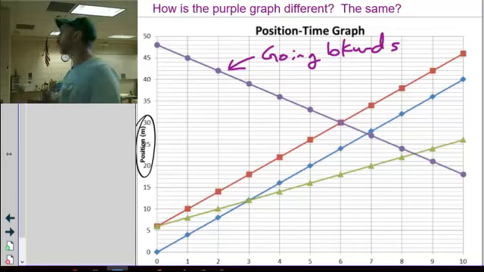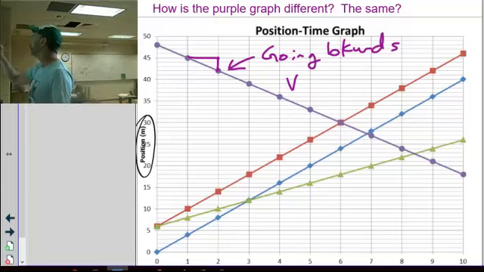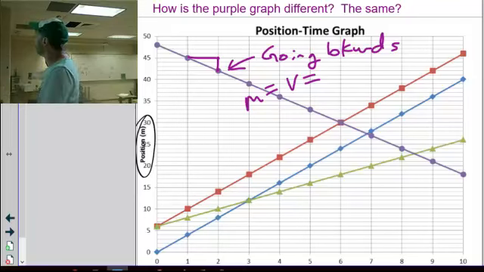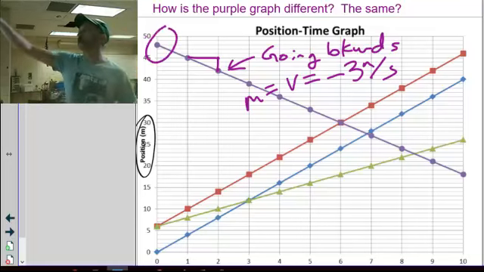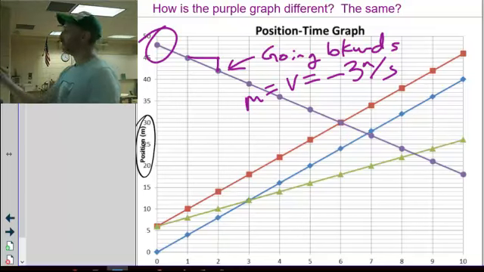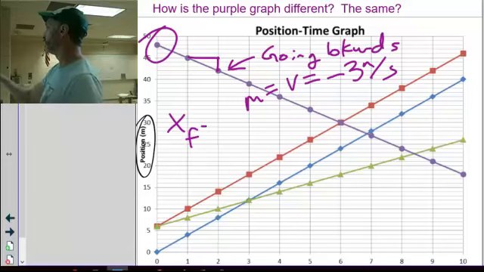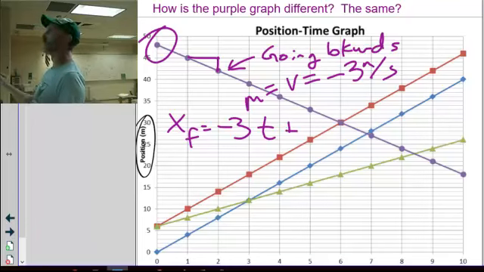Oh, and in fact, let's find the slope. The slope is rise over run. So in 1 hour, we go back 3 meters. My run is -3. So my velocity, remember the slope is the same as velocity. This is a negative slope, therefore a negative velocity of -3 meters per second, right? And then my starting position looks like it's 48 meters, right? So see if you can write the equation for that purple line. So the position at some time is going to be velocity times time plus your starting position, which is 48.